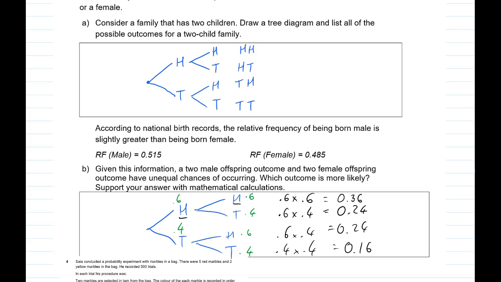Okay, and so thus, for me, the two heads is more likely, because, so I just highlight, 0.36 is bigger than 0.16. Okay, and we're done.